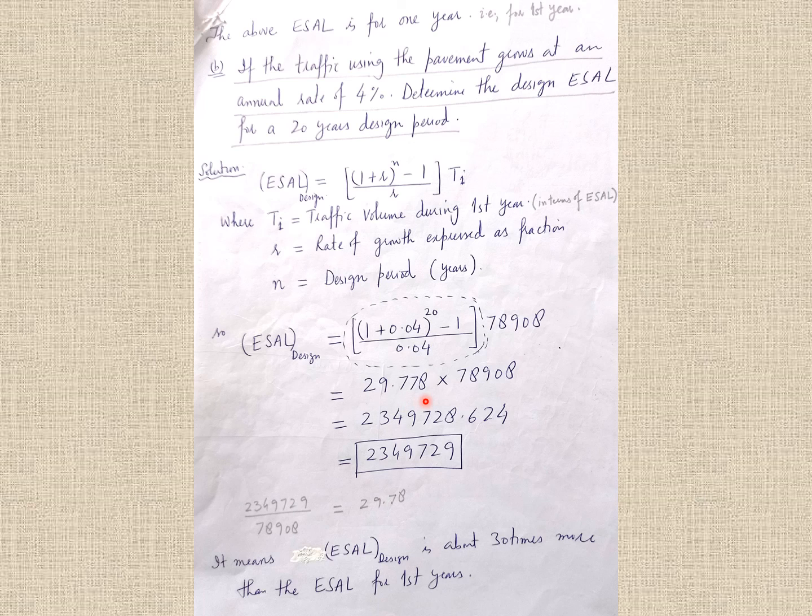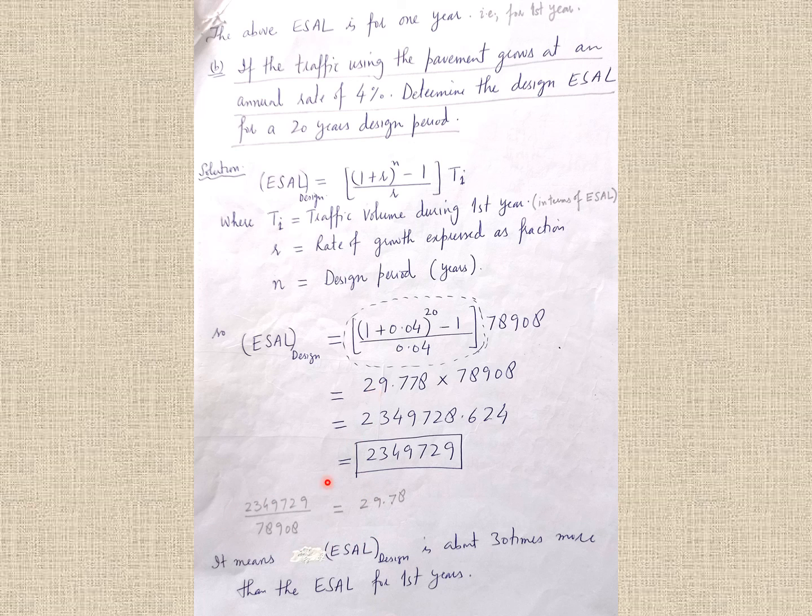It is being multiplied by 78908, so the answer is coming 2349729. So it means for the design period of 20 years, the equivalent single axle loads are 2349729. And you can see here the calculation work is given for the growth factor, and that is coming 29.78.